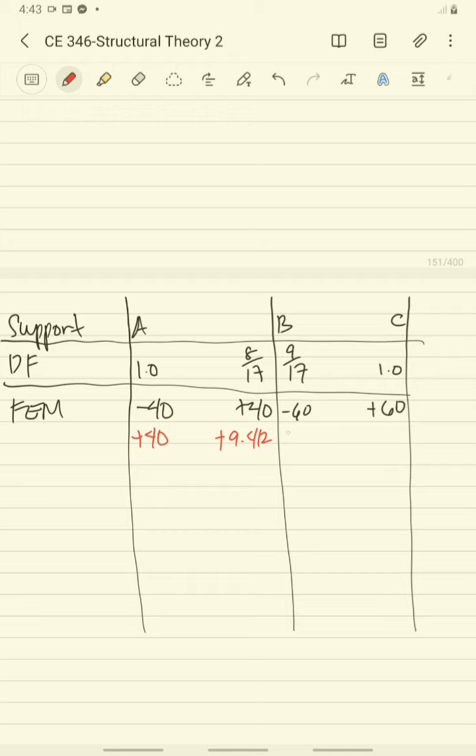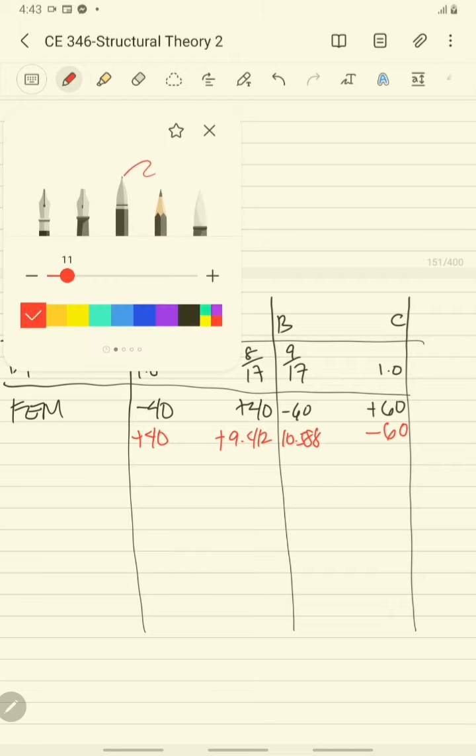So we have 10.588. Then we will check if the moment at B becomes 0. So we have 40 plus 9.412 plus 10.588. So that is already equal to positive 60 minus 60, which is equal to 0. For support C, you have distribution factor of 1.0. So positive 60 times 1, so to make it 0, we have negative 60. Okay, so this will be our first distribution.